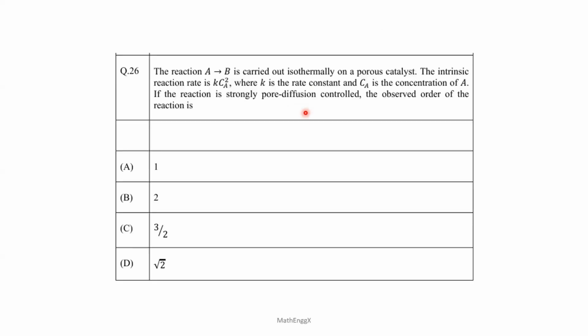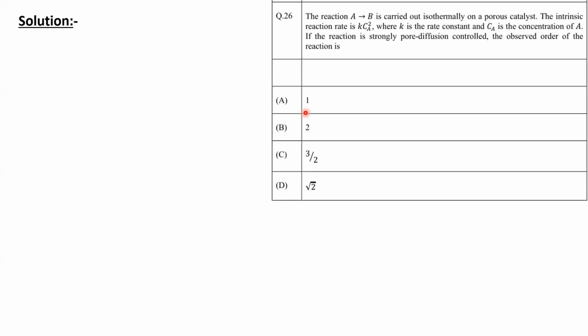The reaction A giving B is carried out isothermally on a porous catalyst. The intrinsic reaction rate is k C_A squared, where k is the rate constant and C_A is the concentration of A. If the reaction is strongly pore diffusion controlled, the observed order of the reaction is? So this is a pretty straightforward question relating to strong pore diffusion controlled reactions.